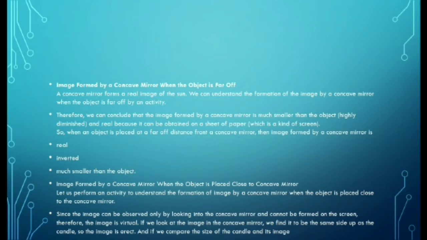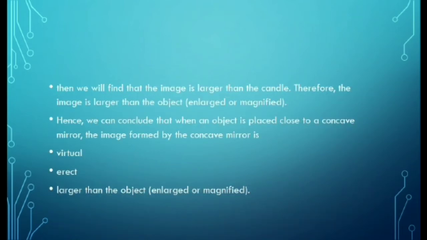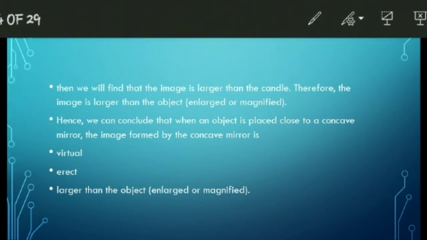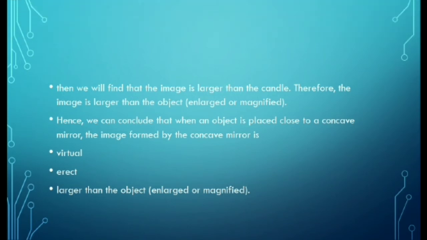If we look at the image in the concave mirror, we find it is the same side up as the candle, so the image is erect. And if we compare the size of the candle and its image, then we will find the image is larger than the candle. Therefore, the image is larger than the object, enlarged or magnified. Hence, we can conclude that when the object is placed close to the concave mirror, the image formed by the concave mirror is virtual, erect, larger than the object, enlarged or magnified.